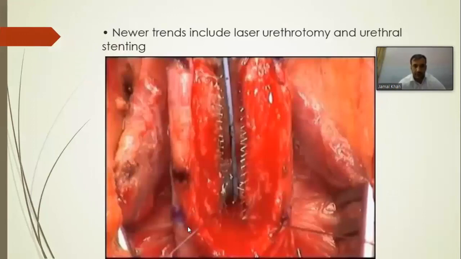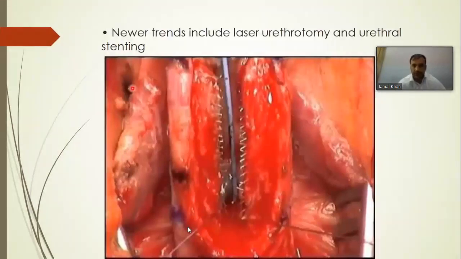The third one is newer trends, which include laser urethrotomy and urethral stent.